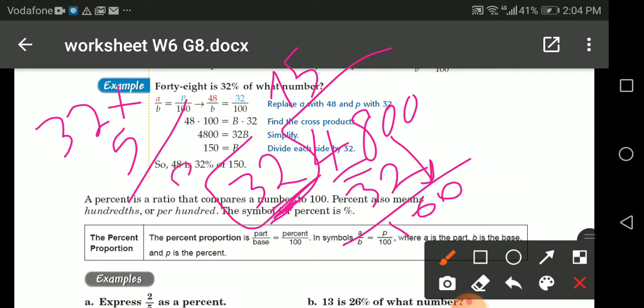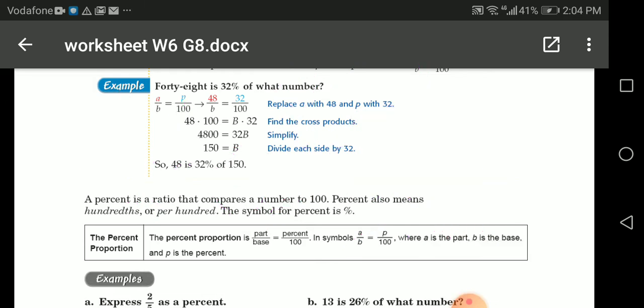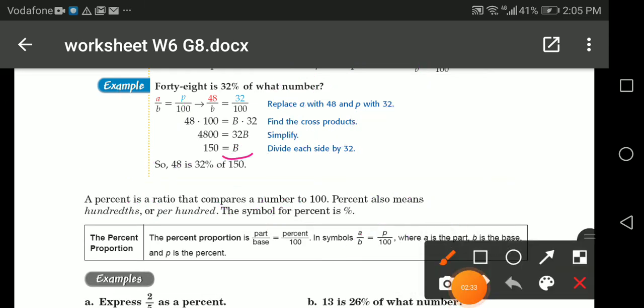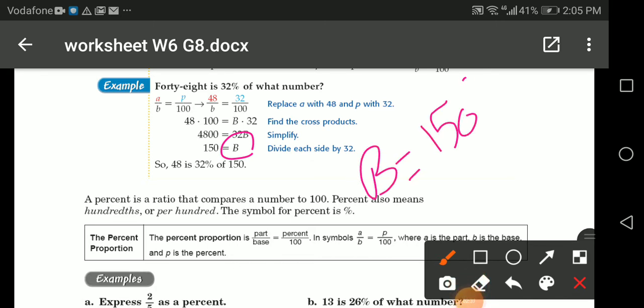2 times 5, 10. 5 times 3, 15, and 1, 16. So the answer exactly 160, and I have zeros. Then I have this 0, we put it up like this. So the answer is 150. This is the value of B. So B is 150. Okay, so 48 is 32% of 150.